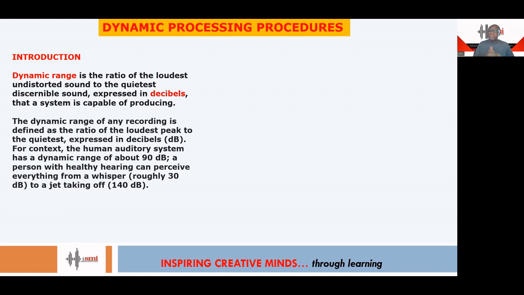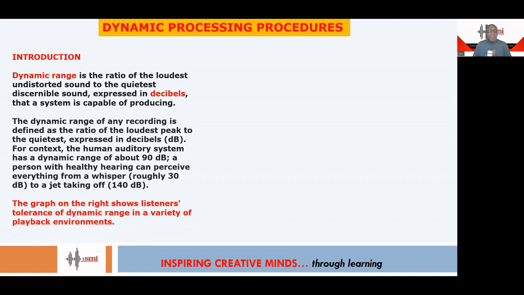To process it. So for context, the human auditory system has a dynamic range of about 90 dB. That is from the baseline of 0, silence, which is 0 dB sound pressure level, to 90 dB sound pressure level. So a person with healthy hearing can perceive everything from a whisper, roughly 30 dB SPL, to a jet taking off at 140 dB SPL.